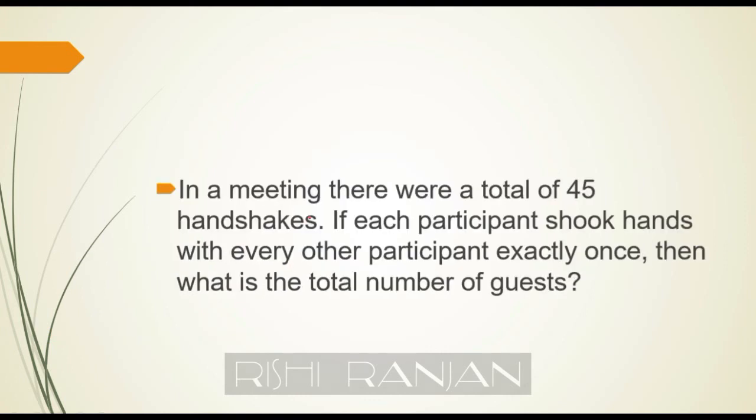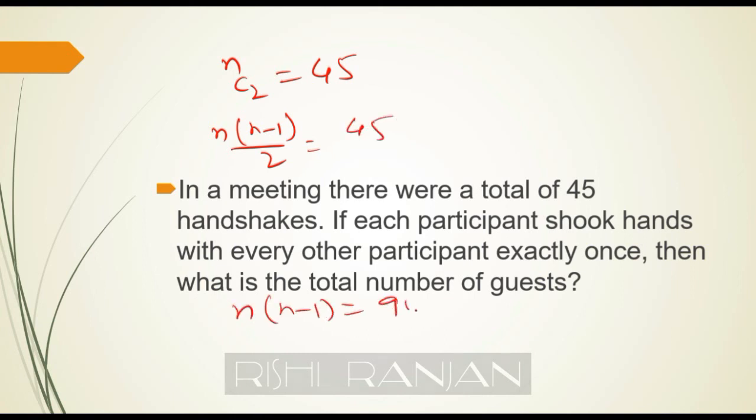Let's see one question here. In a meeting there were a total of 45 handshakes. If each participant shook hands with each other participant exactly once, then what is the total number of guests? As we know, the formula for handshakes is NC2. That is already given as 45. If I calculate NC2, I get n into n minus 1 divided by 2 is equal to 45.